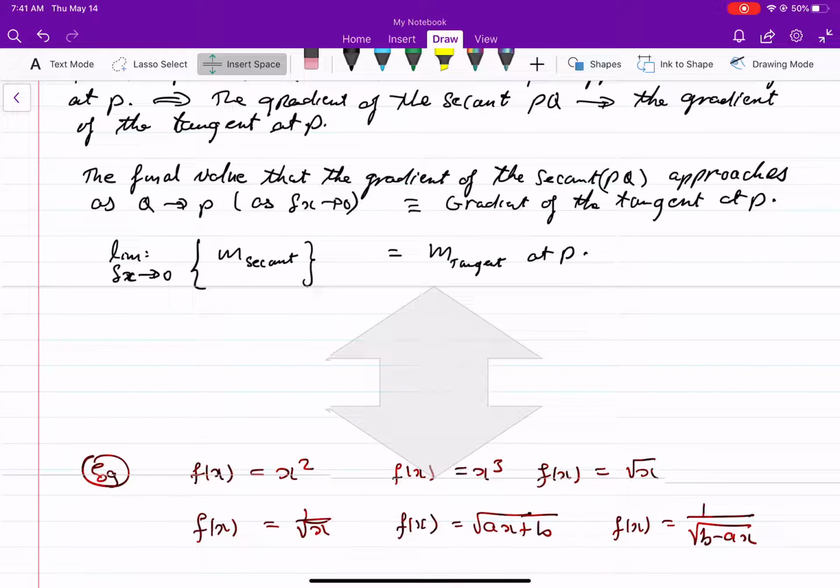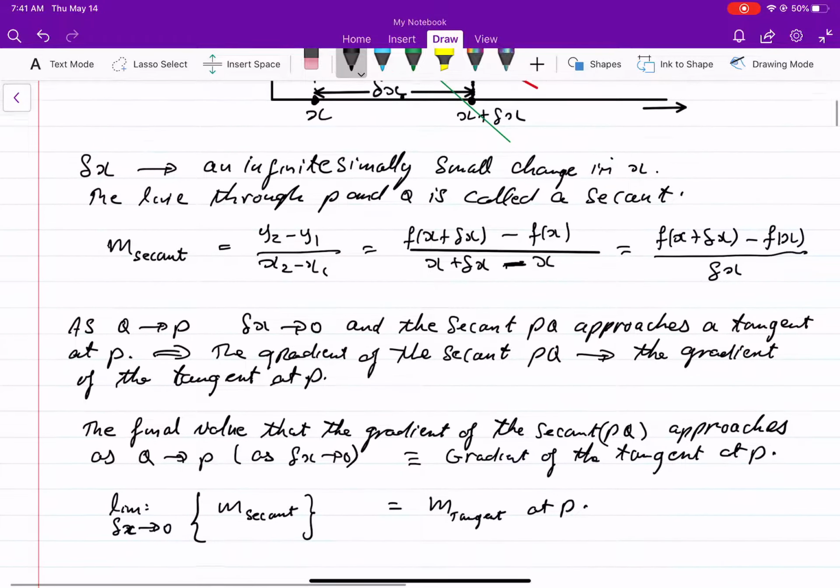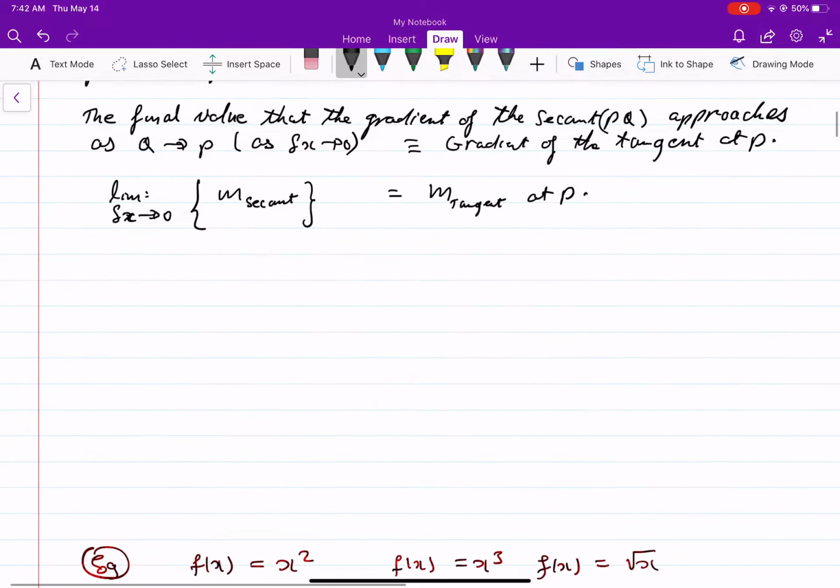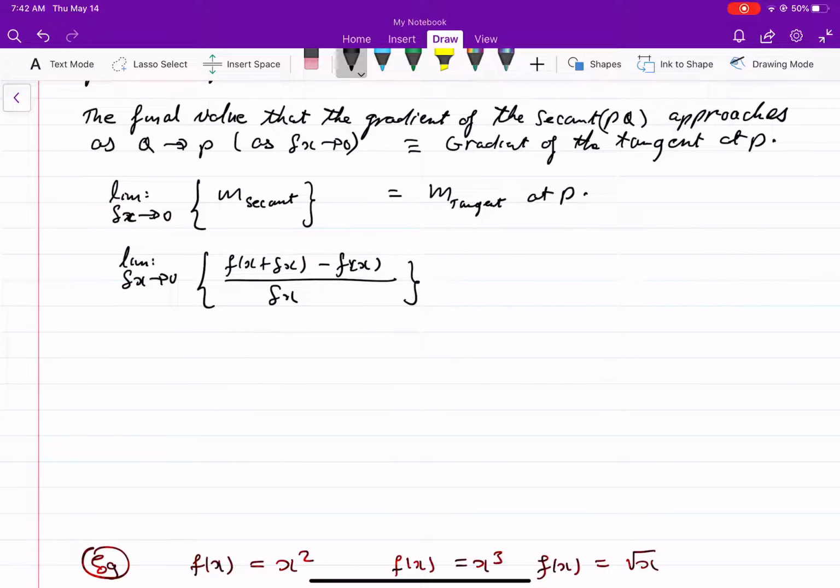Let's formalize that because we did come up with an expression for the gradient of the secant. Here it is right there: f of x plus delta x minus f of x, divided by delta x. So I'll rewrite this as the limit as delta x approaches 0 of the expression for the gradient of the secant, f of x plus delta x minus f of x, all upon delta x, is equal to the gradient of the tangent at P.